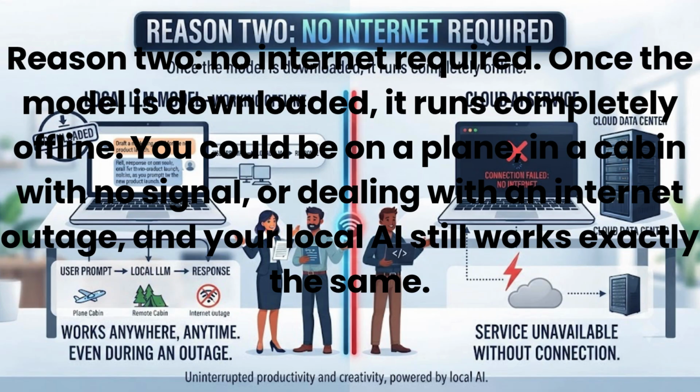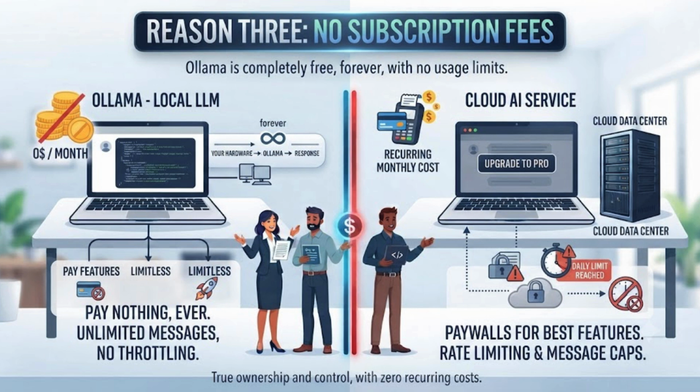Reason 2, no internet required. Once the model is downloaded, it runs completely offline. You could be on a plane, in a cabin with no signal, or dealing with an internet outage, and your local AI still works exactly the same. Reason 3, no subscription fees. Cloud AI services often gate their best features behind a monthly payment, and even the free tiers usually have usage limits, a certain number of messages per day, rate limiting during peak hours, that sort of thing. Ollama is completely free, forever, and there are no message limits because you're using your own hardware.